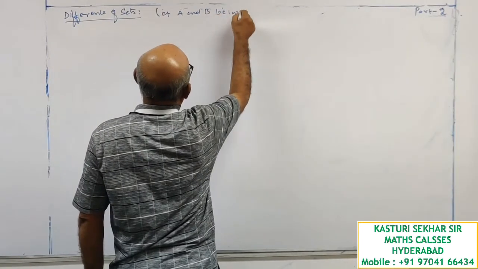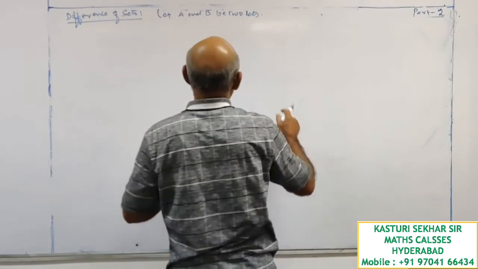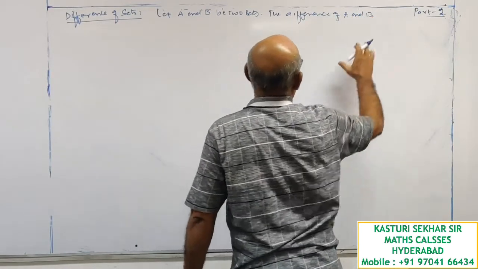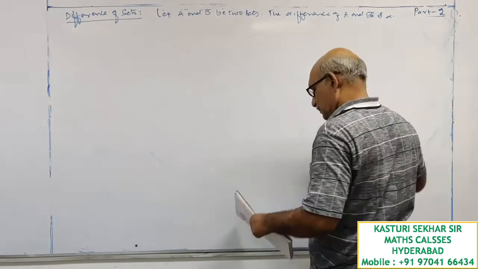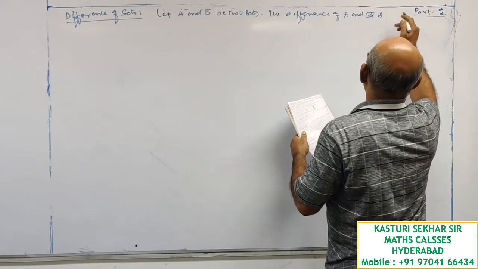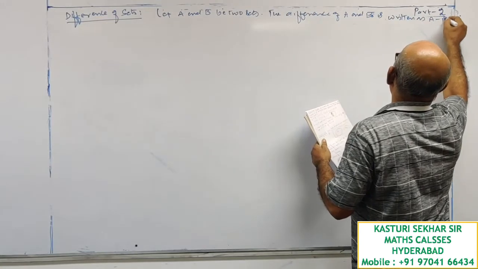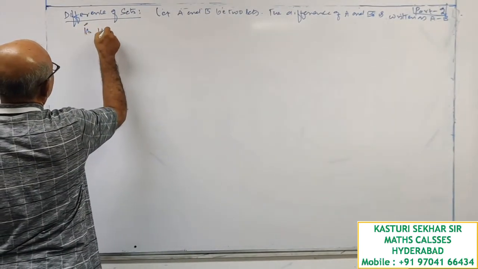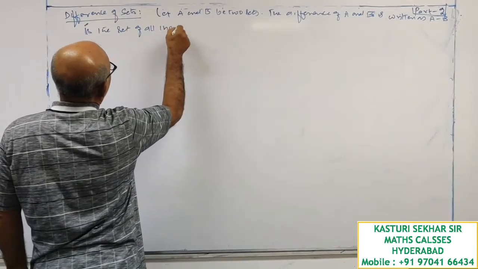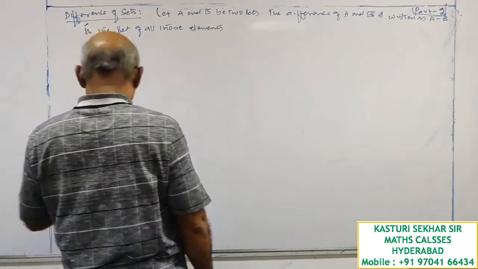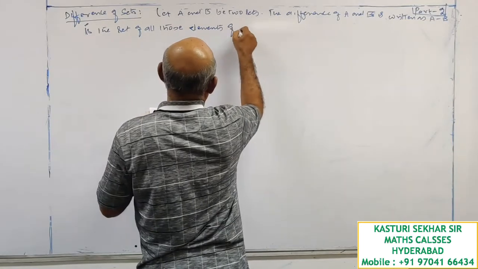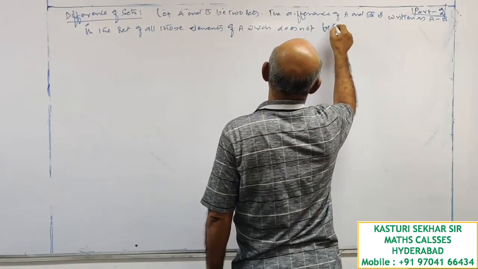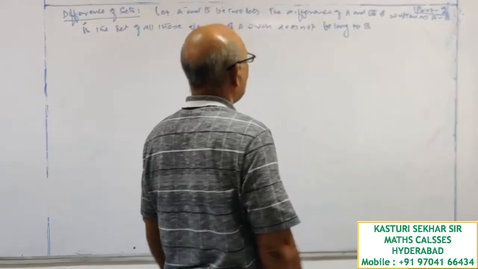Let A and B be two sets. The difference of A and B is denoted by, or is written as, A minus B. A minus B is the set of all those elements of A which do not belong to B.